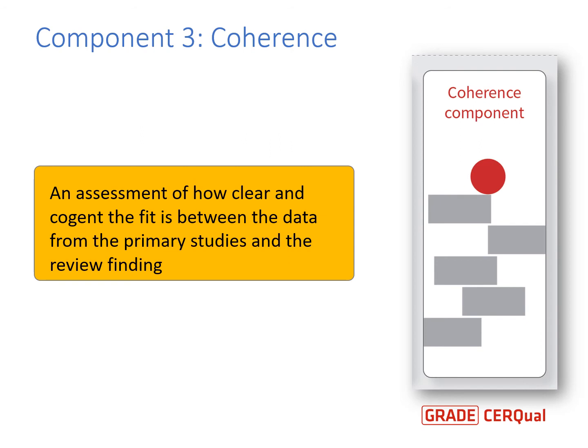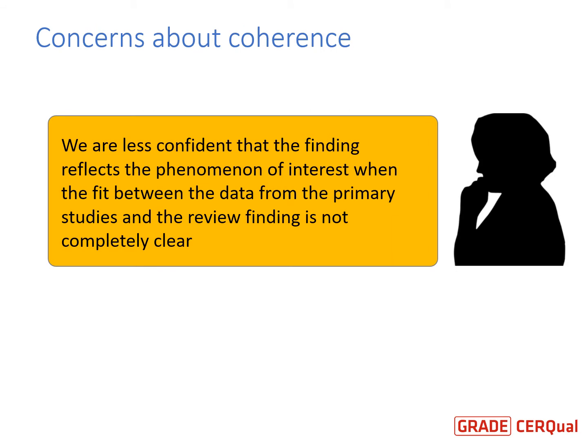When carrying out a CERQual assessment, we define the coherence of the review finding as how clear and cogent the fit is between the data from the primary studies and a review finding that synthesizes that data. By cogent, we mean well supported or compelling. We are less confident that the finding reflects the phenomenon of interest when the fit between the data from the primary studies and the review finding is not completely clear.